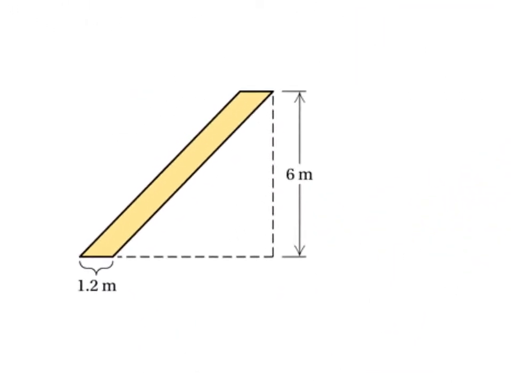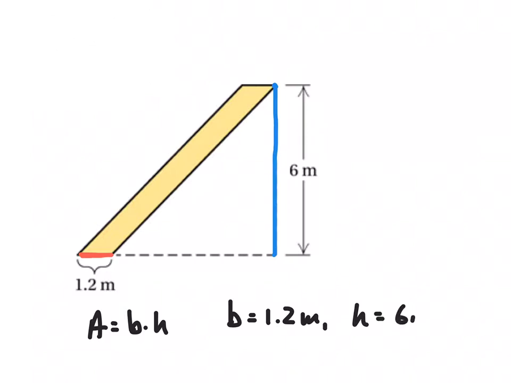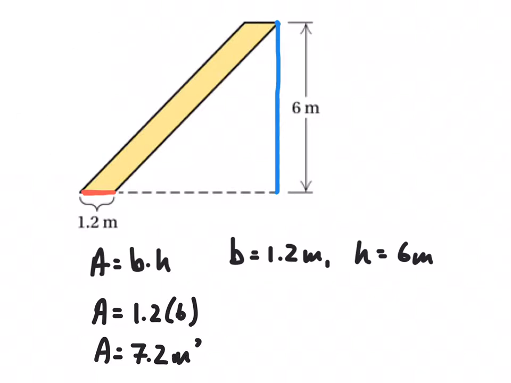This next one's a little bit interesting because you're not readily given the height. Here's your base length of 1.2, but then your height is the distance from the very top of your figure down to the bottom. So your formula, area is equal to base times height. Your base length is equal to 1.2 meters. Your height is equal to 6 meters. So area is equal to 1.2 times 6. If I do 1.2 times 6, that's going to give me an area of 7.2 meters squared. And that's what we're looking for. And that's it.